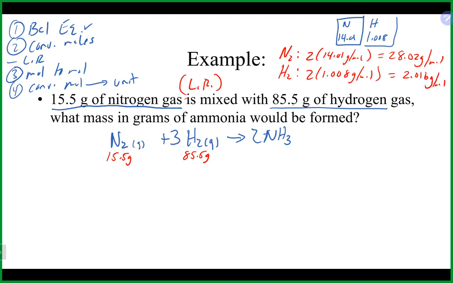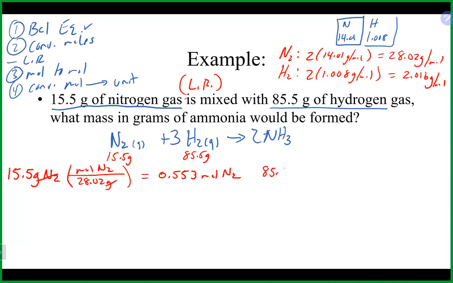All right, so the first thing we want to do is we're going to take our 15.5 grams of nitrogen. We're going to use the molar mass to convert it into moles, and that will give us our 28.02 grams per mole of nitrogen. The grams will cancel, going to give us 15.5 divided by 28.02. Going to give us 0.553 moles of nitrogen.